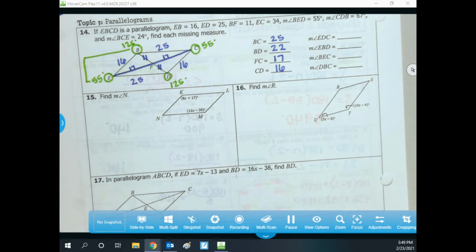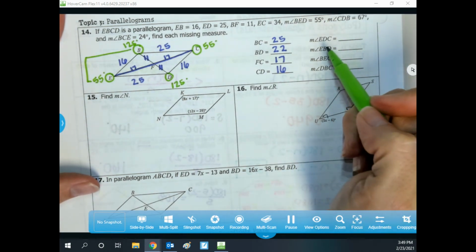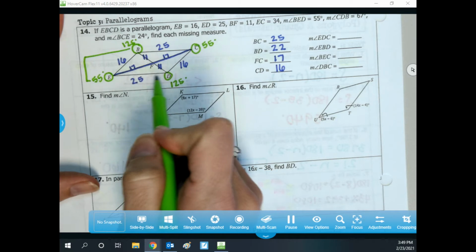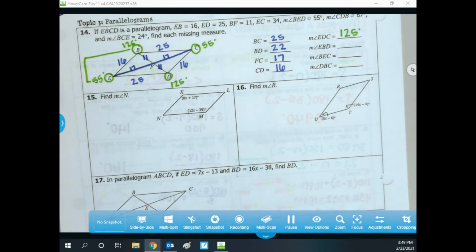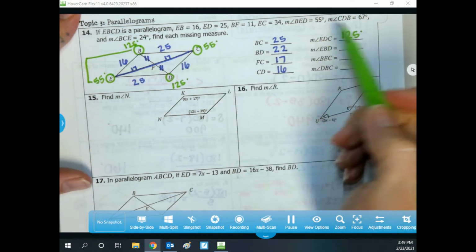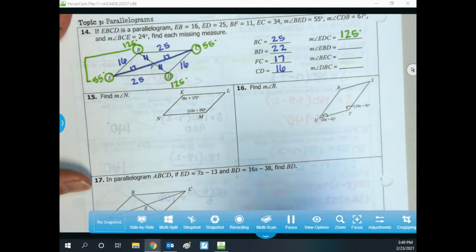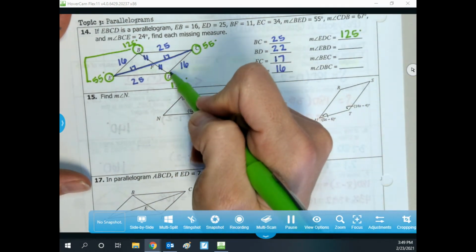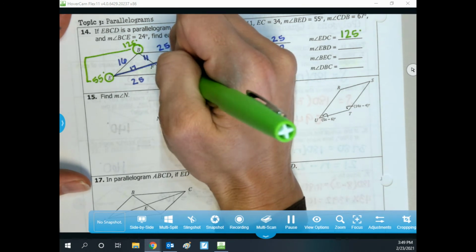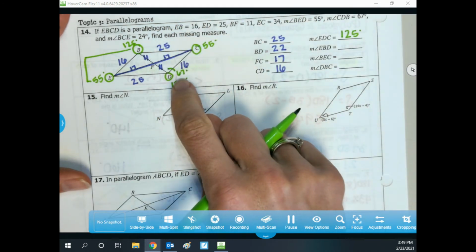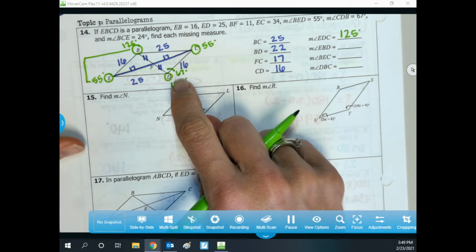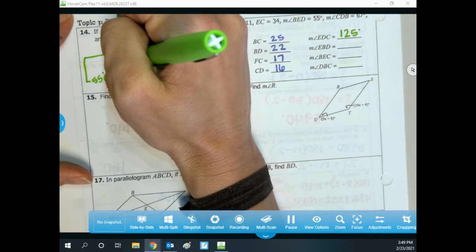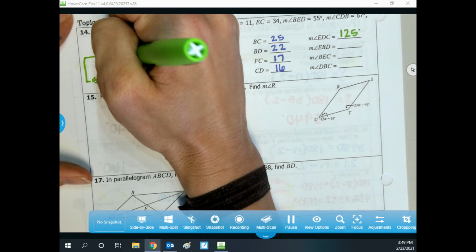All right, so that answers our first question right here, angle EDC. EDC is 125 degrees. Now we've got to figure out the rest of these. It tells us that angle CDB is 67 degrees. CDB, that's this piece right here. And remember, if that piece is 67 degrees, what other piece is also 67 degrees? Hopefully you said EBD right up here.